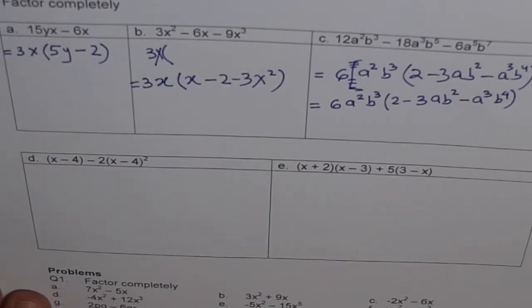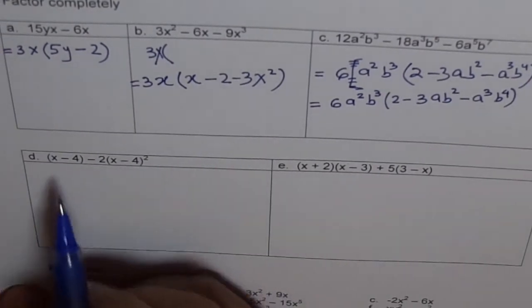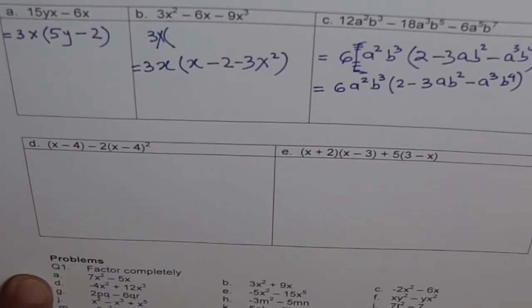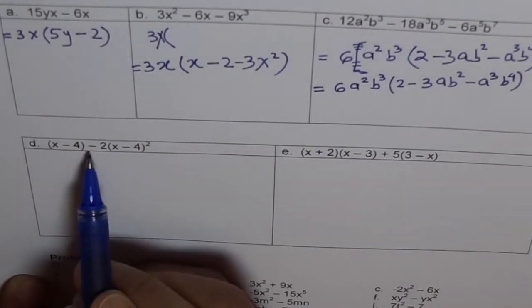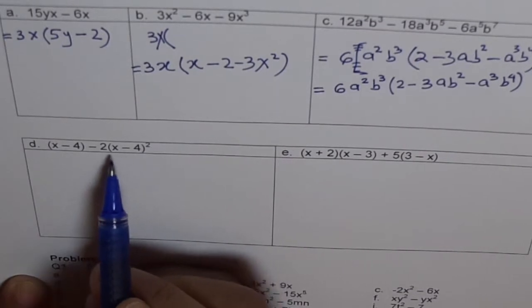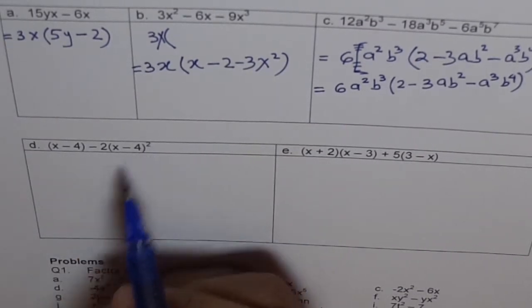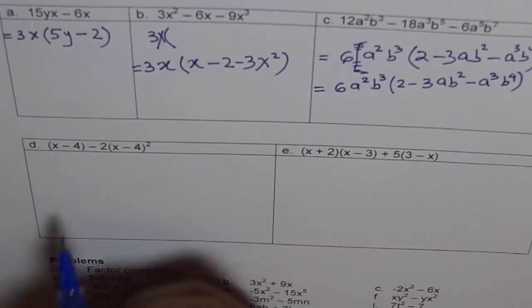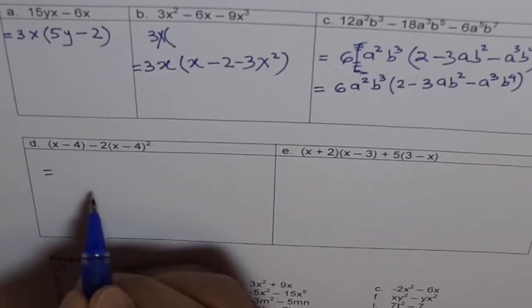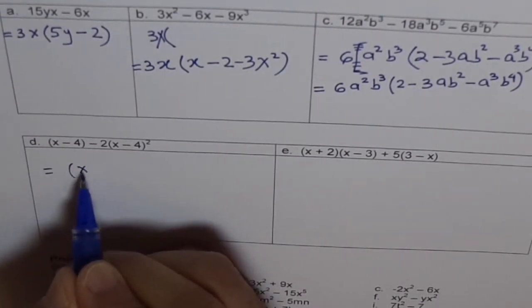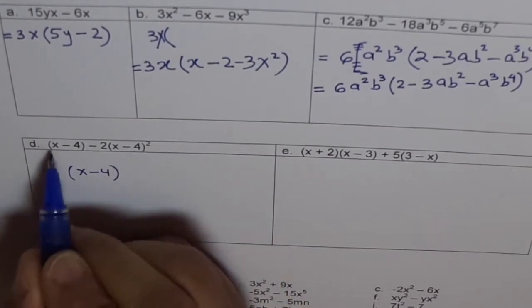Here, do you see something common? Well, it looks like something common, right? We have x minus 4 minus 2 x minus 4. That means x minus 4 is common. This is square, right? So I will take x minus 4 as a common factor. So I can do x minus 4. And what am I left with here?